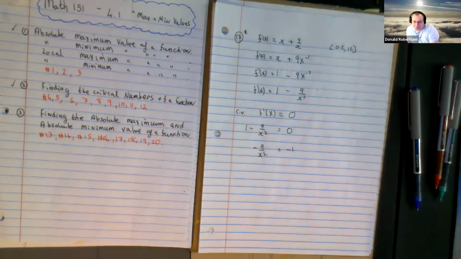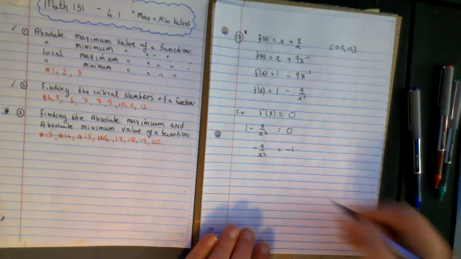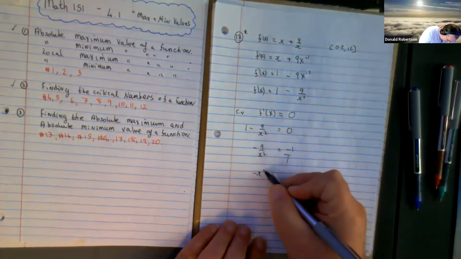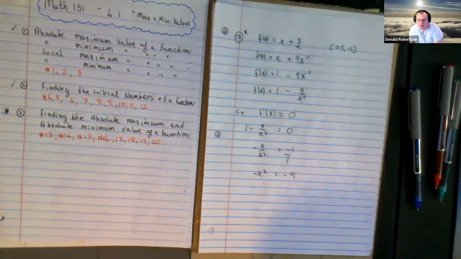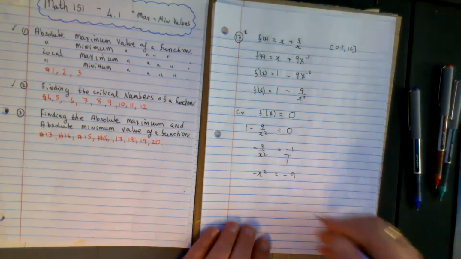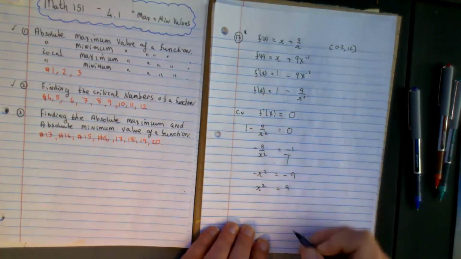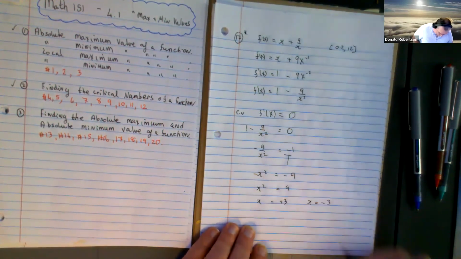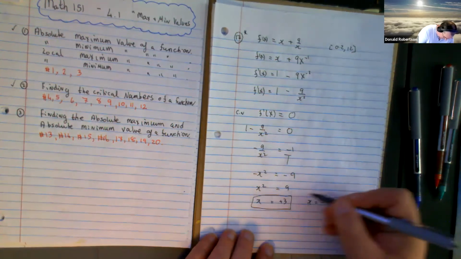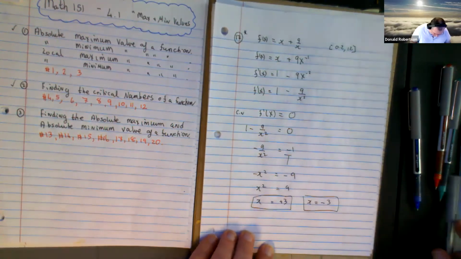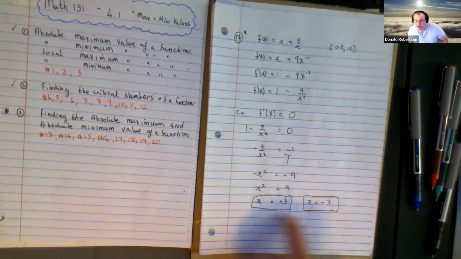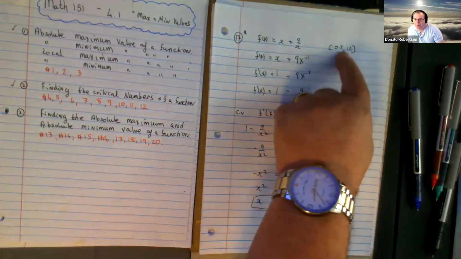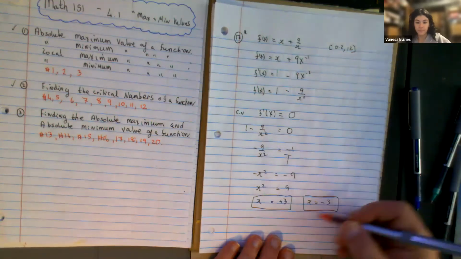What we're going to do next: times by x squared. Okay, well, essentially cross multiply. What we're going to do next: times by -1 to get rid of the negative, then take the square root. And so we've got a +3, we've got a -3. So far, so good. Are either of these two not usable? Look at the interval. -3 isn't in it, so forget that one.